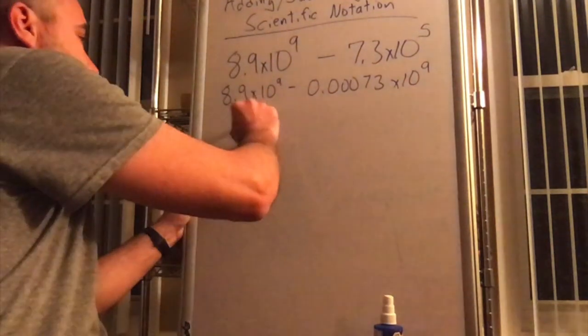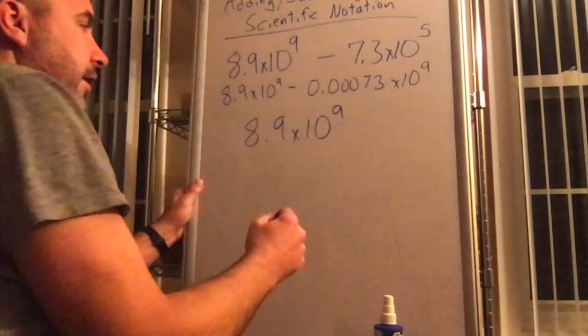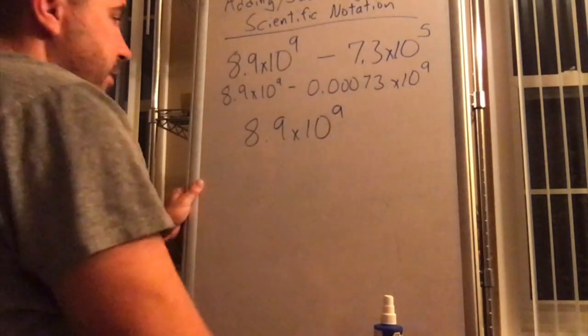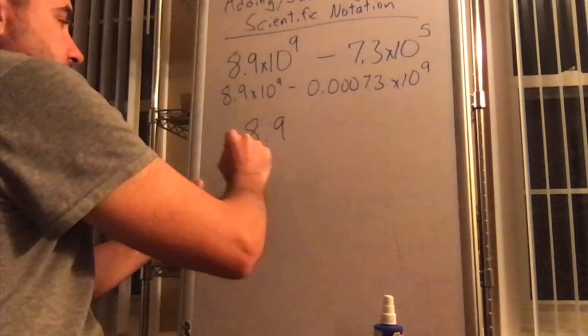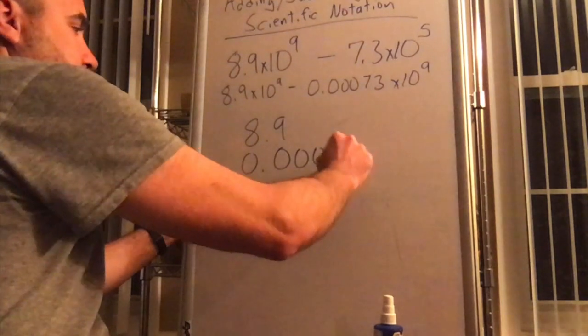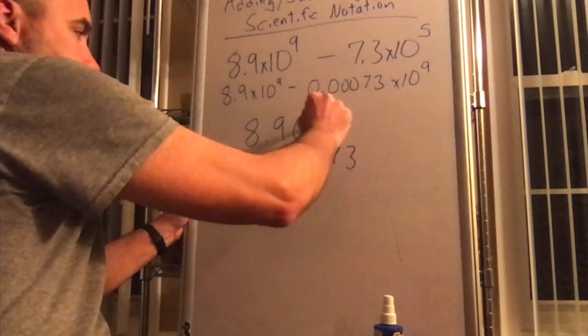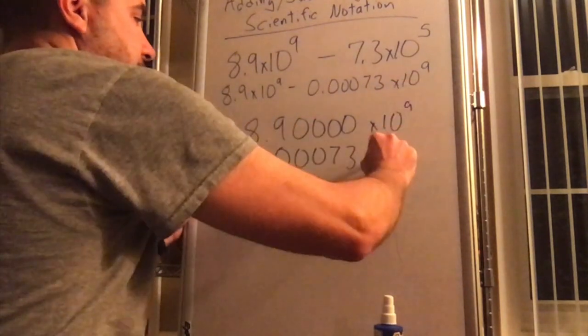We can put this in vertical form now, lining up the decimals. I'm actually going to need some extra space here. So minus 0.00073. And I'm going to go ahead and fill in the rest of the zeros there. So times 10 to the 9th, times 10 to the 9th.